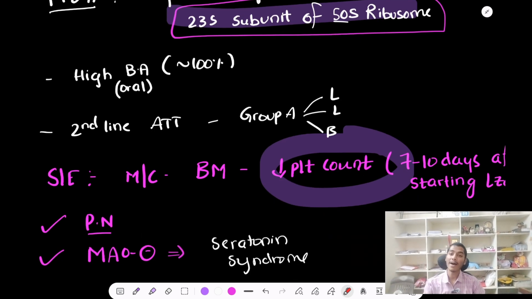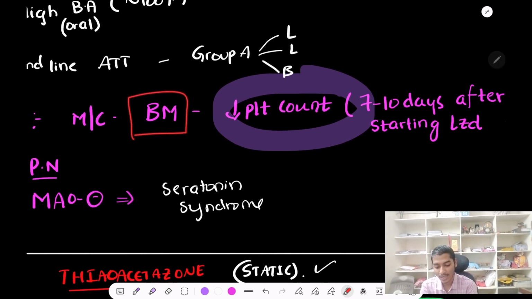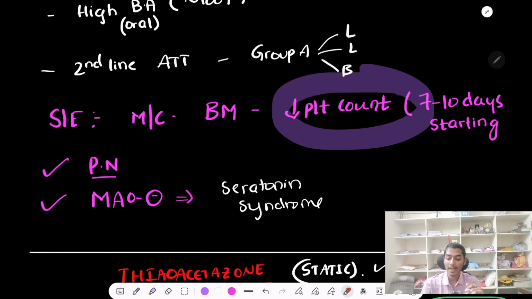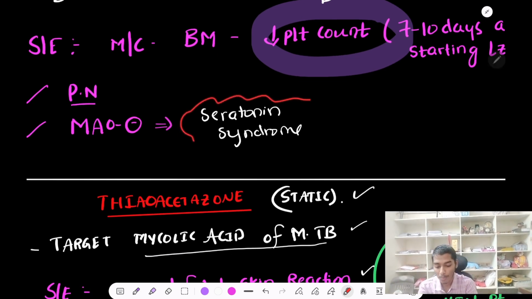So it has high bioavailability, approximately 100%, and it comes under the second line anti-tubercular drugs, under group A drugs. And you have side effects. Most common is bone marrow suppression and a decrease in platelet counts 7 to 10 days after starting the therapy, right? Then we have peripheral neuropathy, and it is associated with MAO-A inhibition, or MAO inhibition, which is responsible for serotonin syndrome also.